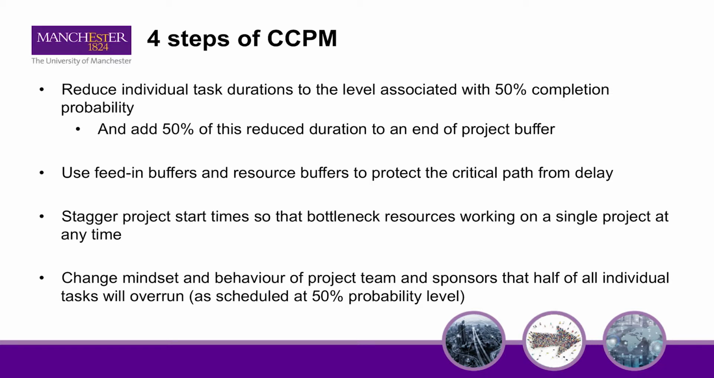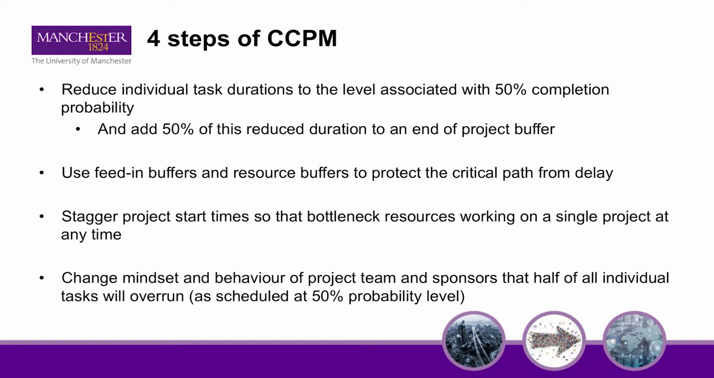Step 2 is to take into account where the critical path lies. In critical chain project management, we call this the critical chain, which is the critical path with the addition of resource constraints. And also where sets of activities feed into the critical path, we place feed-in buffers. An example of this is shown on the final slide.